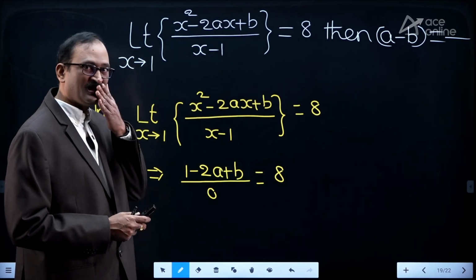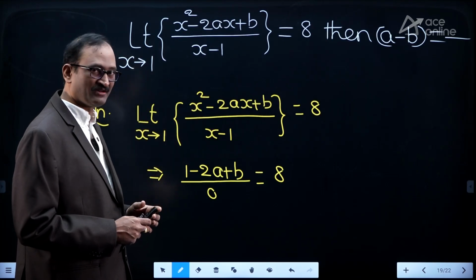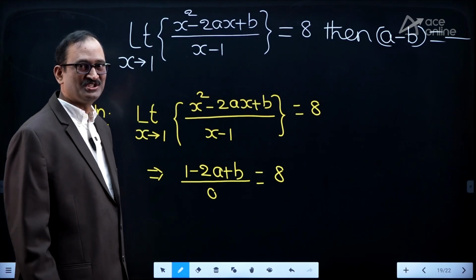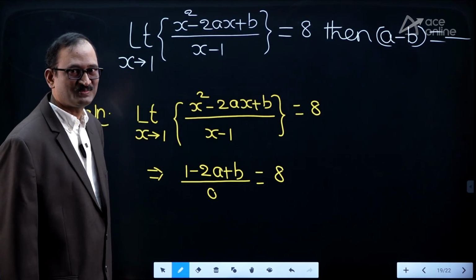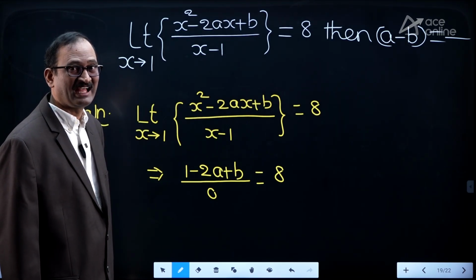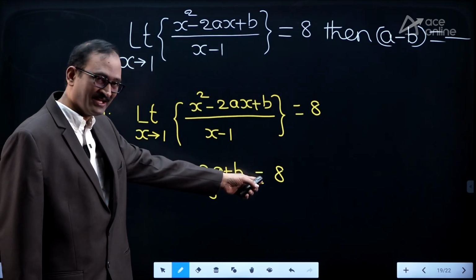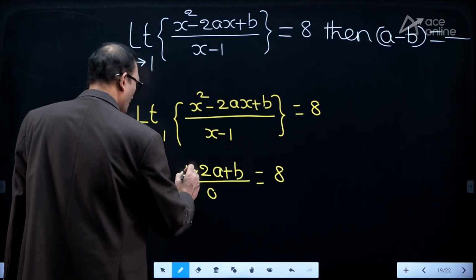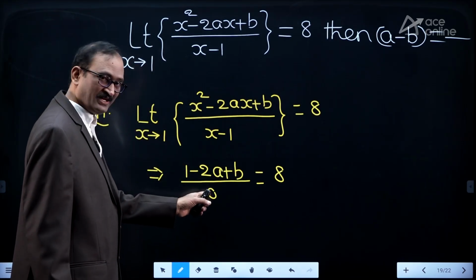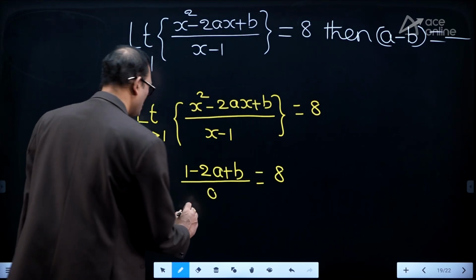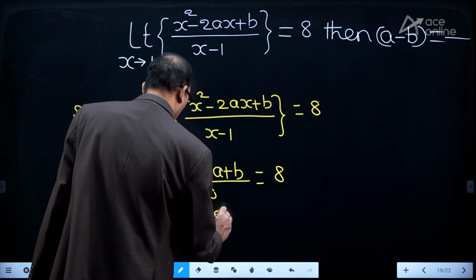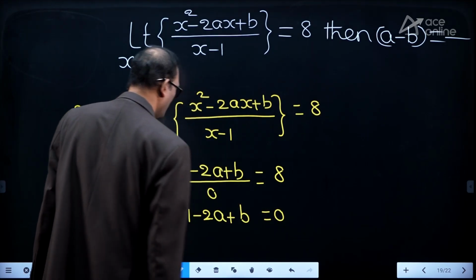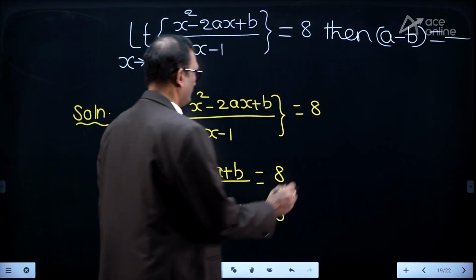Because for some particular values of a and b, in case the numerator is 0, it becomes 0 by 0. After applying L'Hospital rule, there is a chance that it can become a finite number, it can become 8. So the chance of it being finite is only when the numerator is 0, since 0 into 8 is 0. So the numerator is 0, that is, 1 minus 2a plus b equal to 0. This is equation 1.